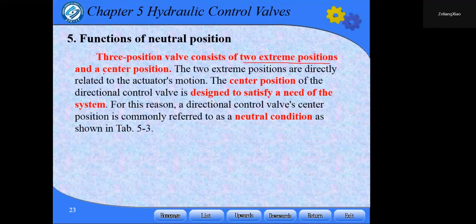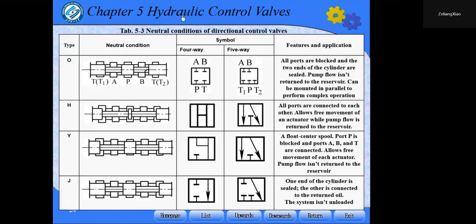Two extreme positions and a central position. The central position is referenced as the neutral condition. The neutral conditions of directional control valves: their features and applications.